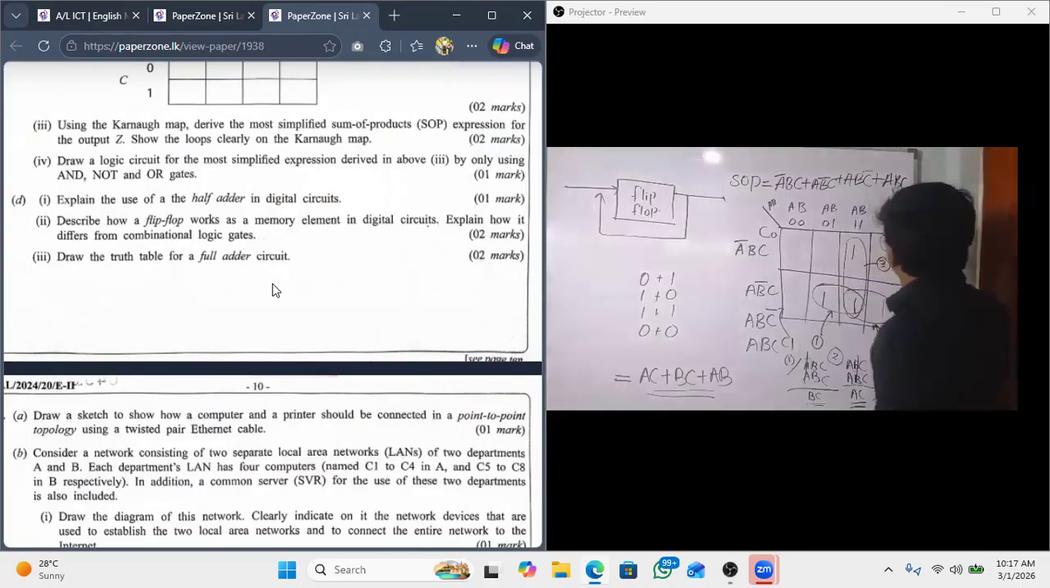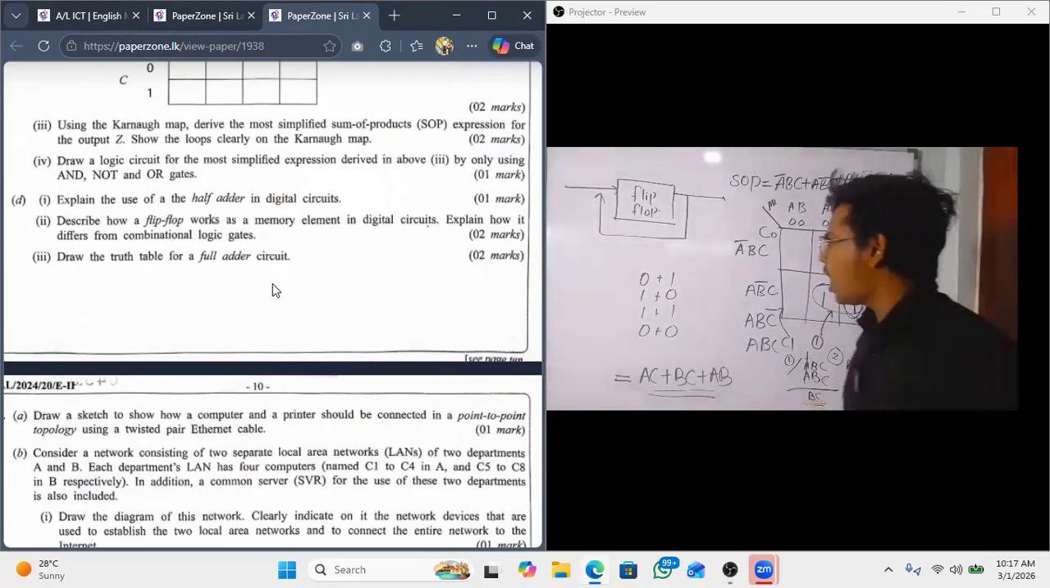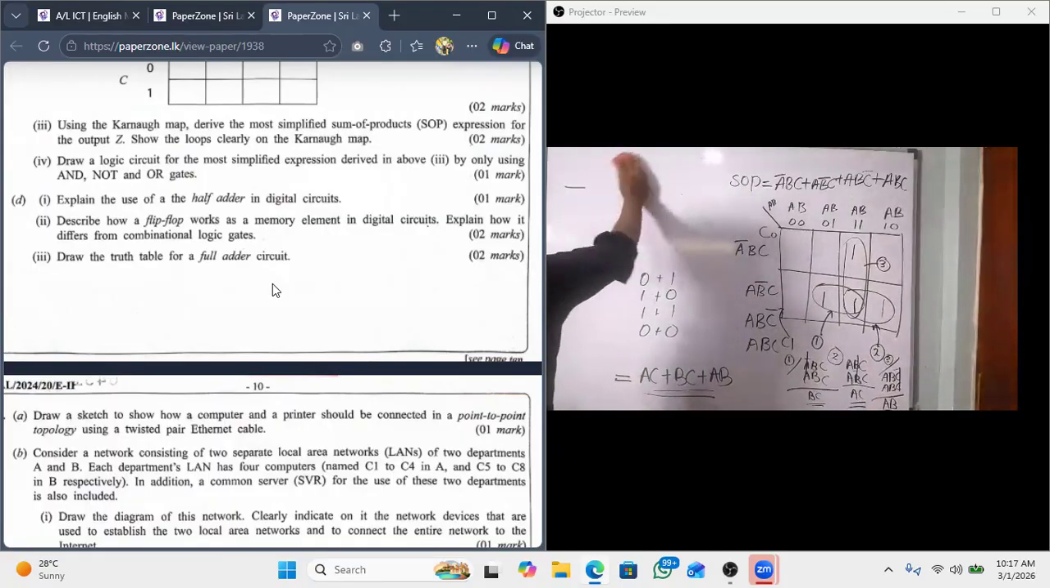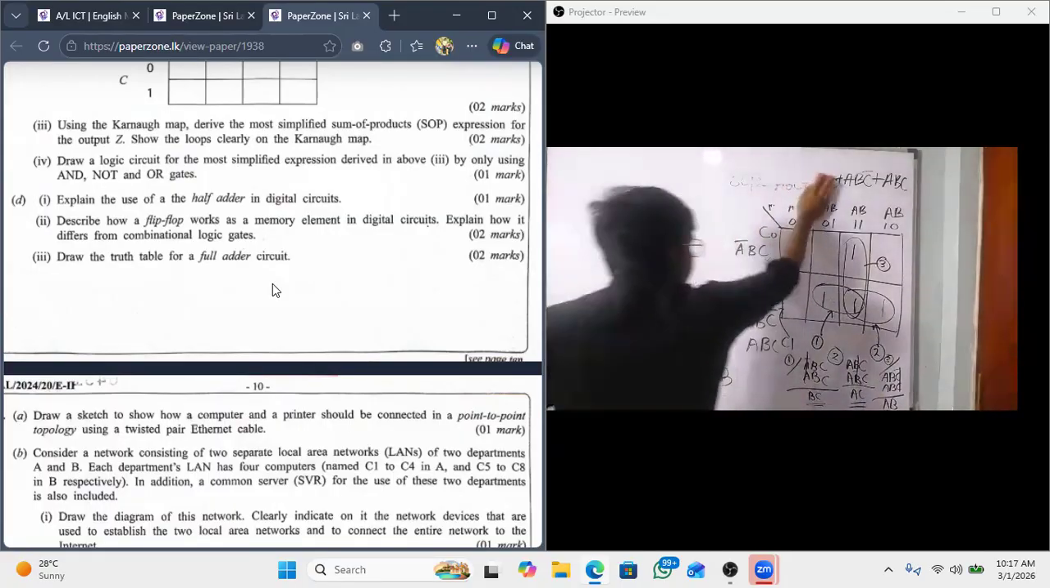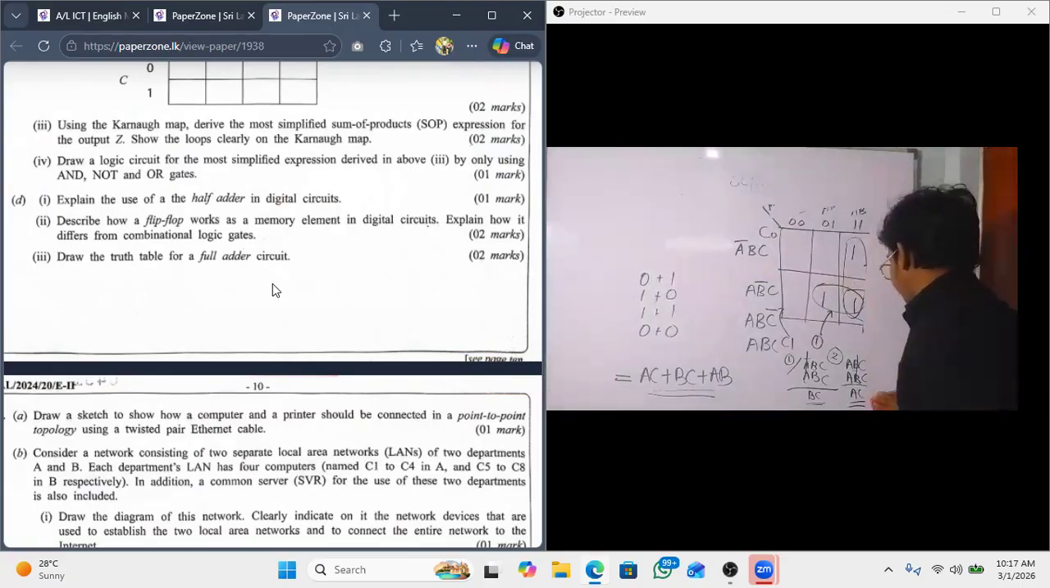Then, last one. Draw the truth table for a full adder circuit. For the 2027 students, it may be a little bit of a struggle. 26 students, I hope you can do it. Nothing hard, just addition. You need to add. When I teach it next week, this will be okay, very easy. But I hope that you have already learned these concepts.